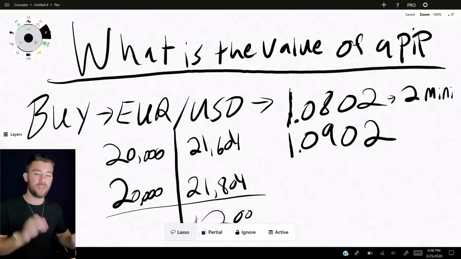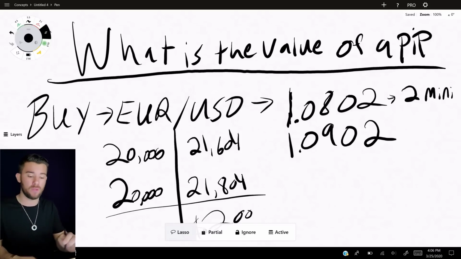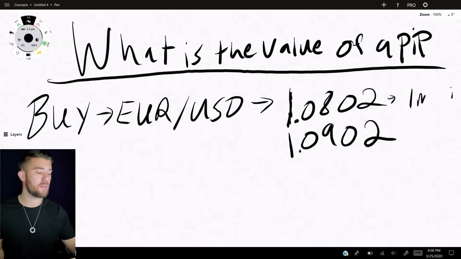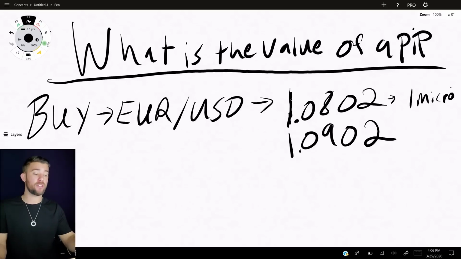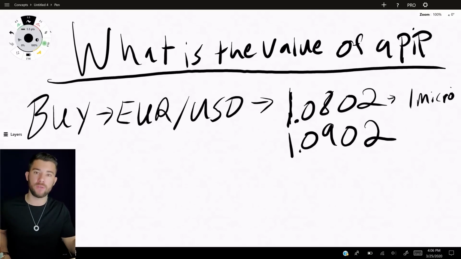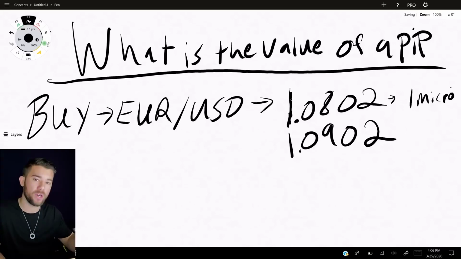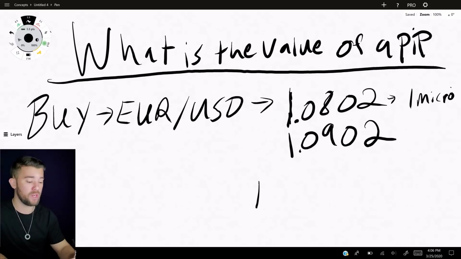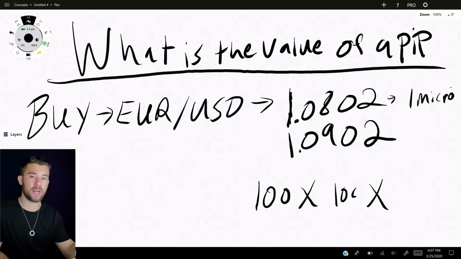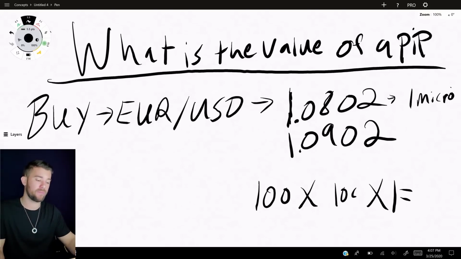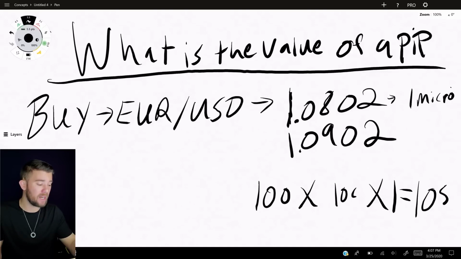But let's go through this last example first on a micro lot. So let's say you want to trade one micro lot, and while you buy that one micro lot, the market's at 1.0802, just as with the other examples. We go up 100 pips. What's our equation look like? Well, we have to do our 100 pips times 10 cents times the amount of micro lots we're trading, which in this case is 1. What does that equal? That means that you would have made $10 on this 100 pip move trading one micro lot.